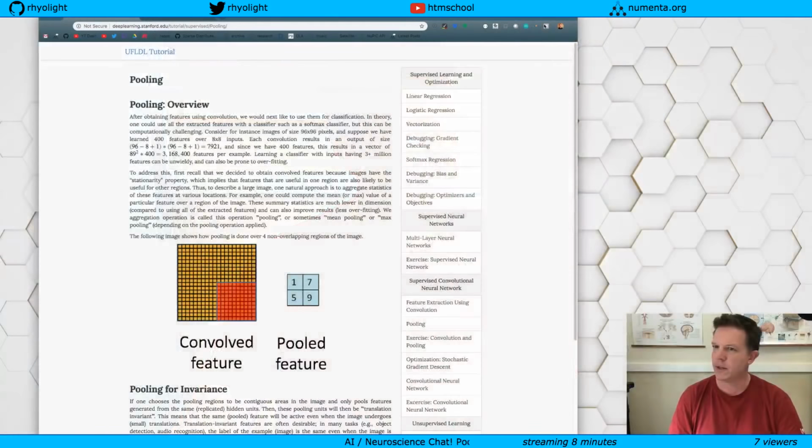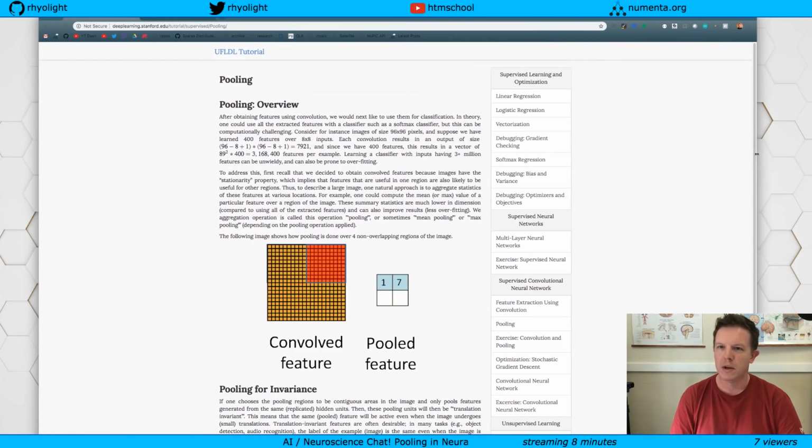Today we're going to be talking about pooling. Before I start talking about pooling, does anybody have any idea what pooling is at all? I only know of one way of describing it in deep learning, and I'll show you what I'm talking about here on the screen.